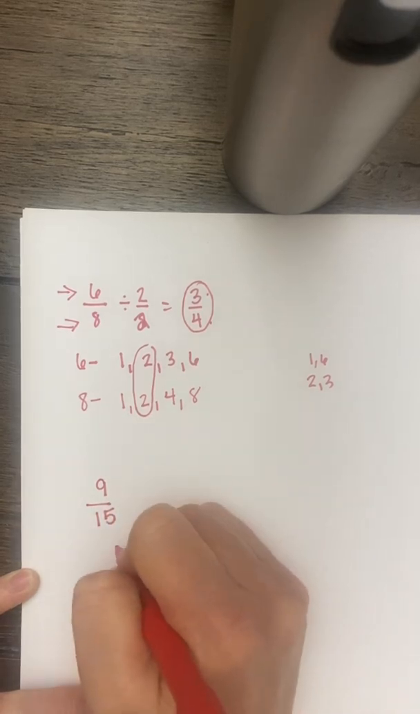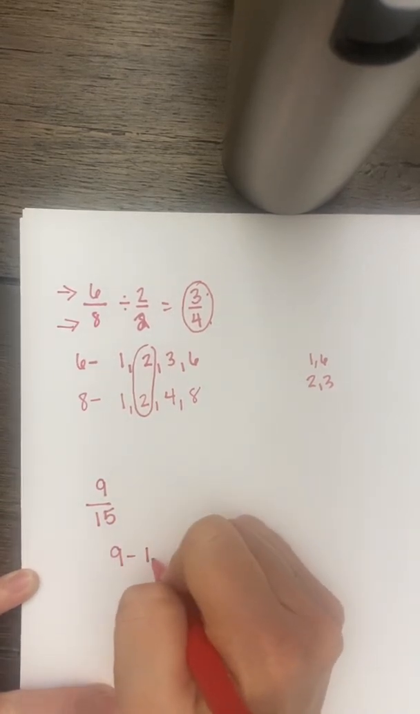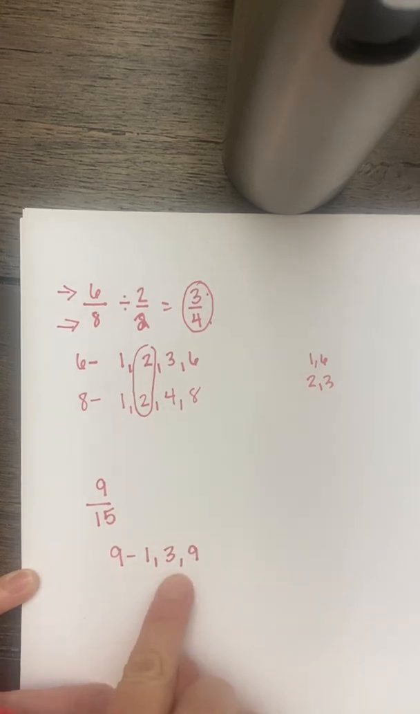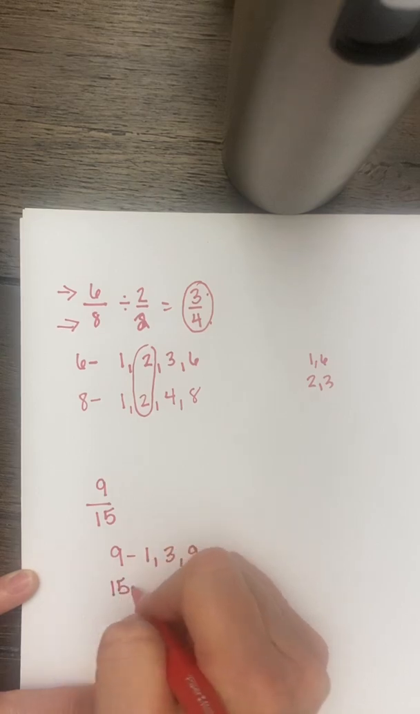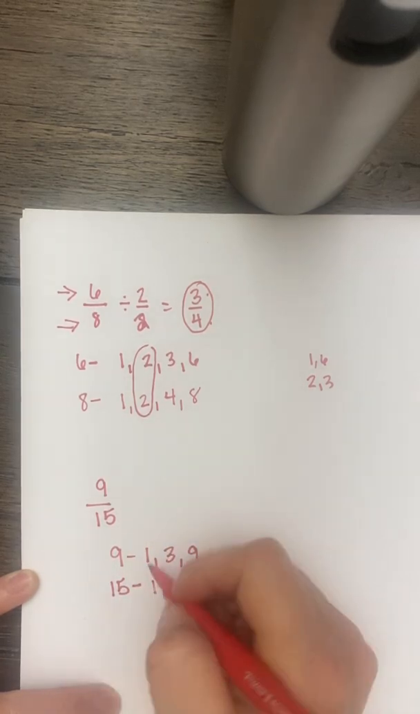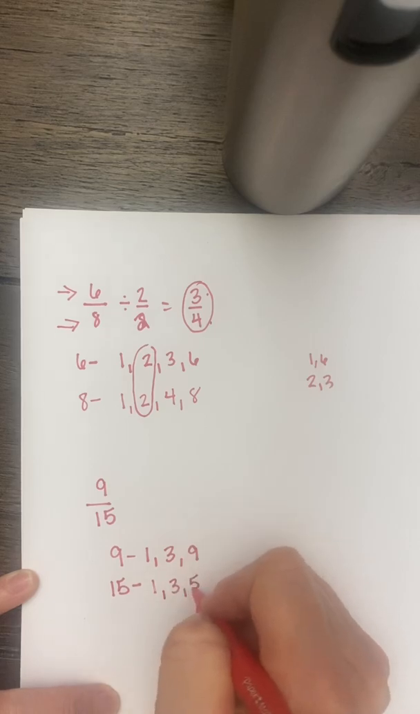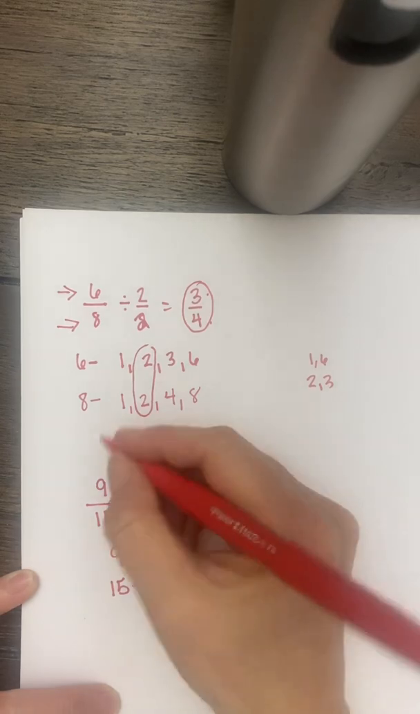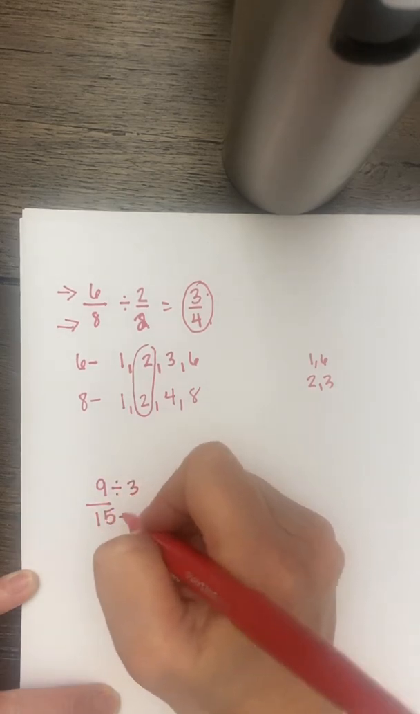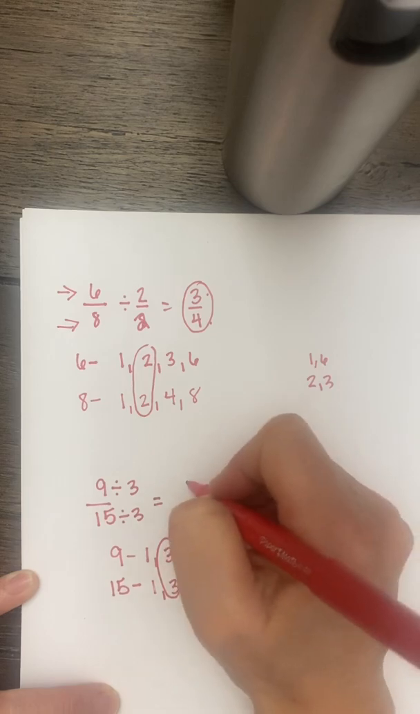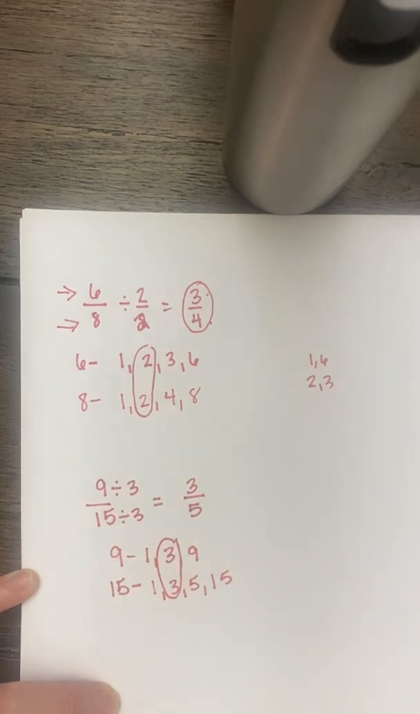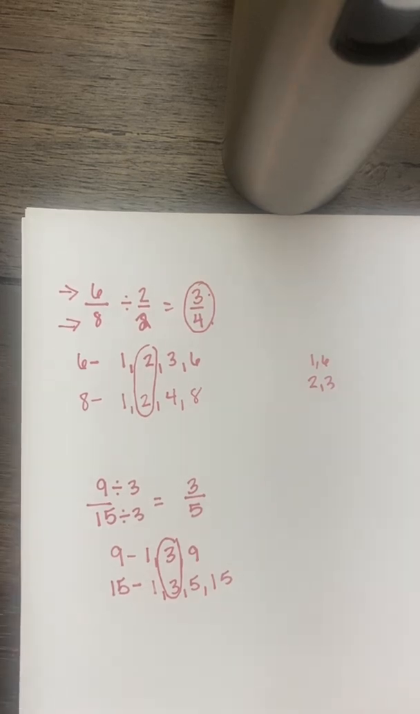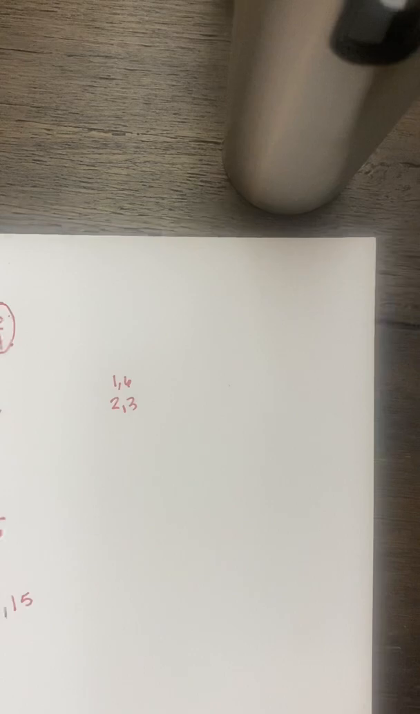9/15? I can list the factors for 9 as 1, 3, and 9 because 1 times 9 is 9 and 3 times 3 is 9. The factors for 15 are 1 times 15 and 3 times 5. It's easy to see the greatest common factor is 3. If I divide the numerator and denominator by 3, I end up with 3/5. 3 and 5 do not have any common factors, so I can call that simplest form.